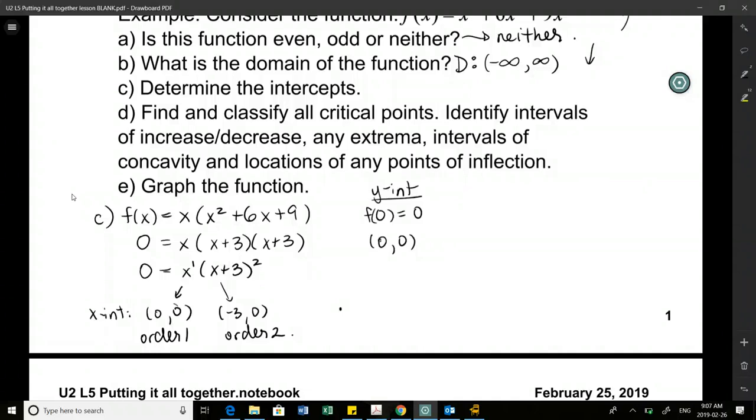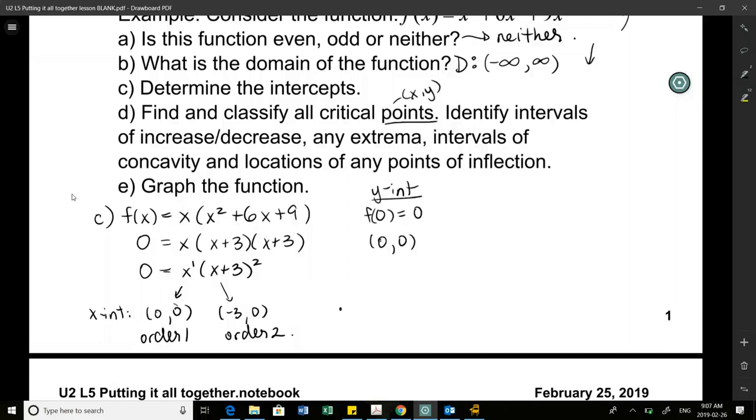Okay, now the calculus part, part D. We're going to find the critical points. So when I think point, I want to think x, y coordinates. So I want to know what those are as x, y coordinates. We're going to use our chart. We're going to find extrema and classify them, local min, local max, intervals of concavity, that good stuff.